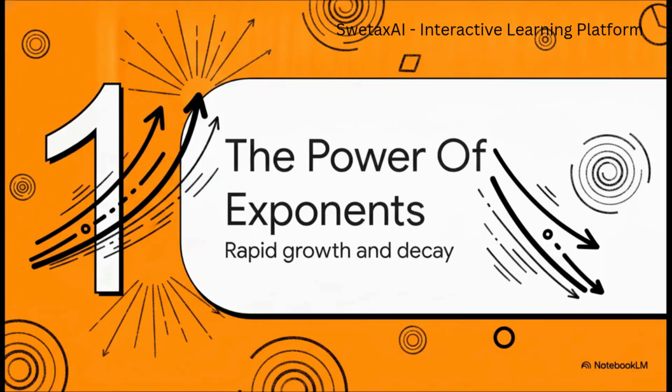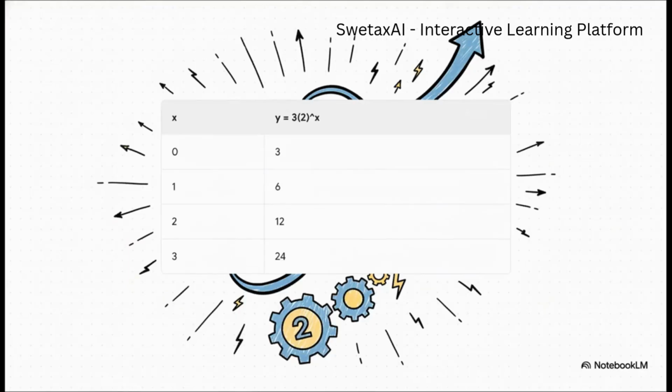Okay, let's jump straight into Section 1, the power of exponents, unlocking rapid growth and decay. We're going to see just how fast things can truly escalate. Take a look at this. This brilliantly illustrates exponential growth. You can see the value literally doubling at every single step.